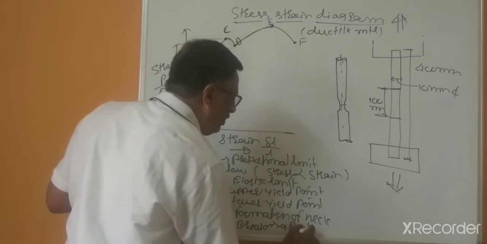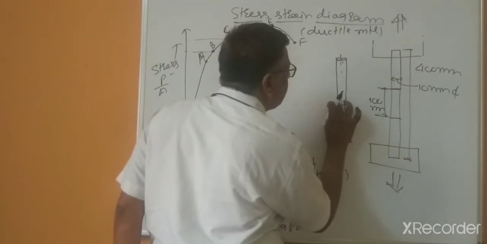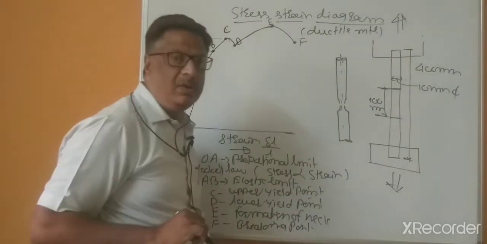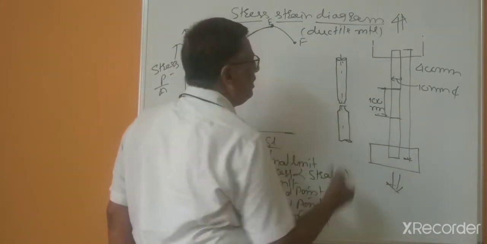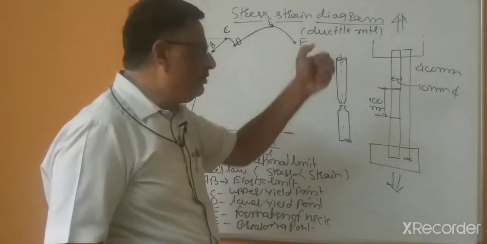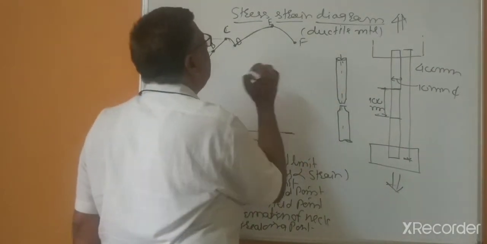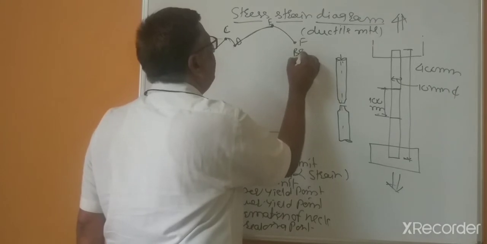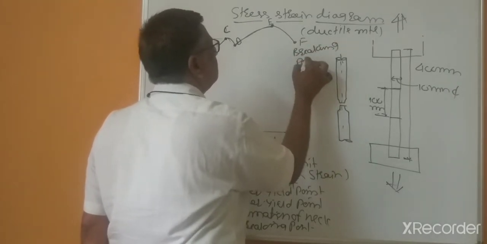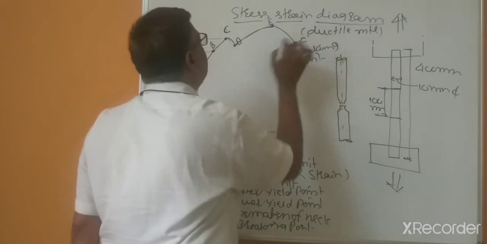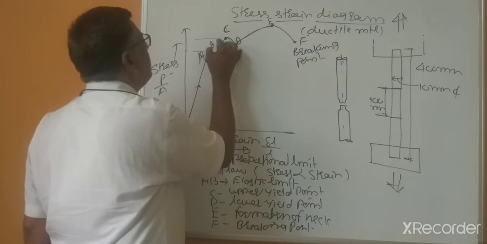Breaking point or failure point means the failure after the formation of the neck. The material will fail in such a way, and this point is the F point. So this is the breaking point. F point is the breaking point. So this curve is very important.